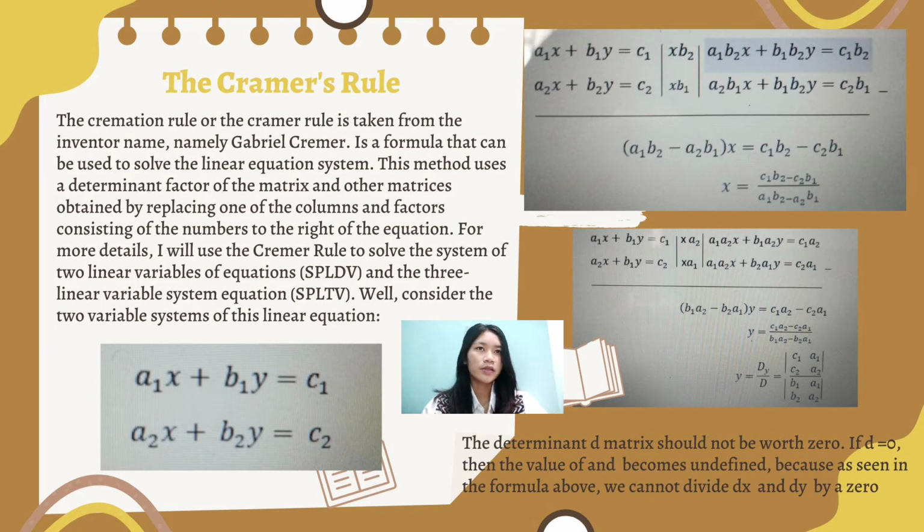Now, how to write the results obtained above in the form of the determinant matrix. Next picture. Okay, the determinant of the matrix sought must not be worth 0. If D equals 0, then the values of x and y become undefined, because as seen in the formula above, we cannot divide Dx and Dy by a 0.